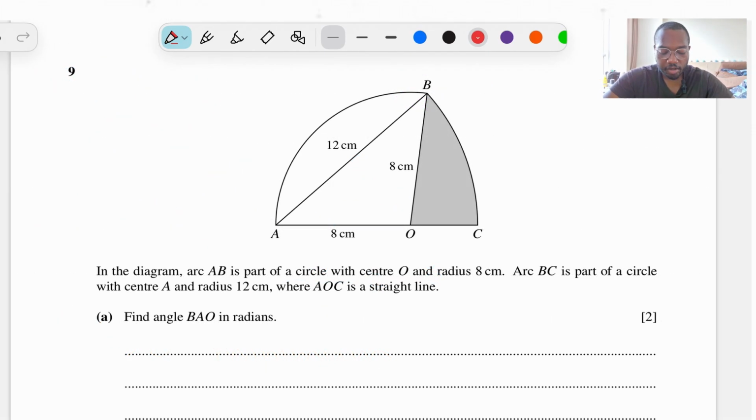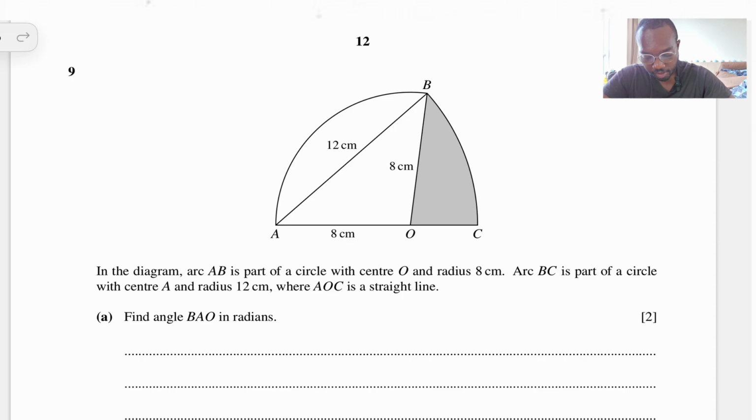Okay, question 9. We have this diagram here. We have arc AB, it's part of the circle with center O, radius 8. We have arc BC, it's part of the circle with center A and radius 12. And we have AOC is a straight line, and we need to find angle BAO in radians. So we need to find BAO, so it's this angle here. So how can we do that?